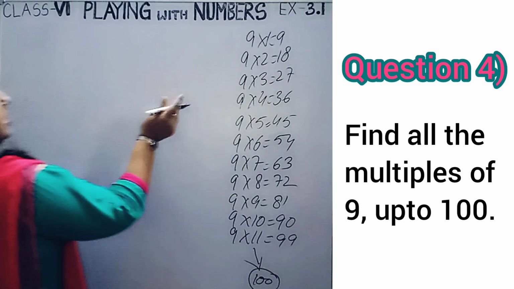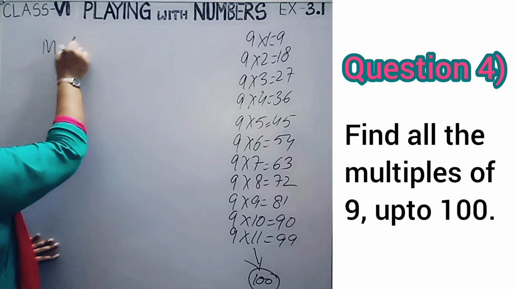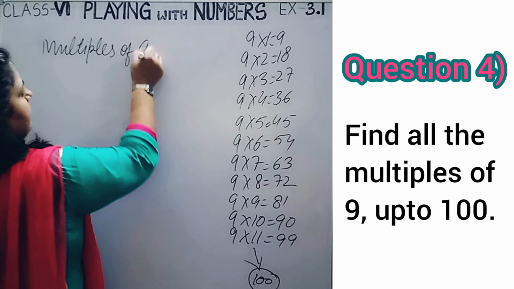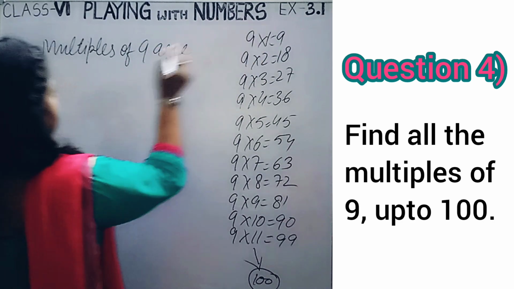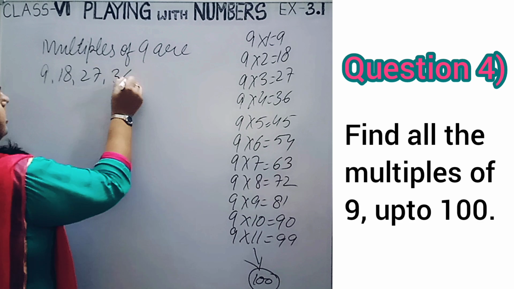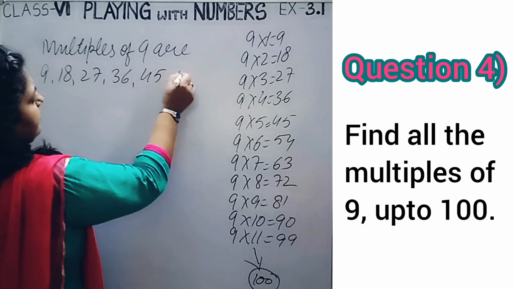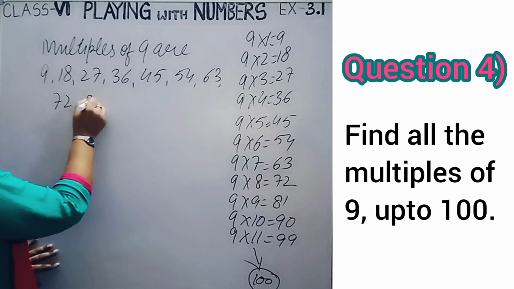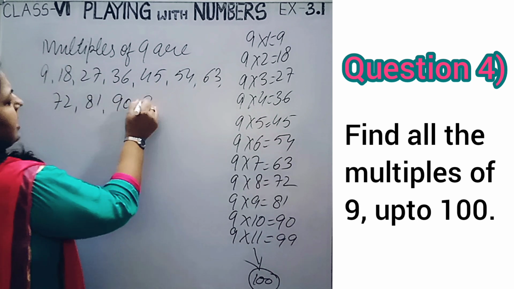So, multiples of 9 are, first one is 9, 18, 27, 36, 45, 54, 63, 72, 81, 90 and last one is 99.